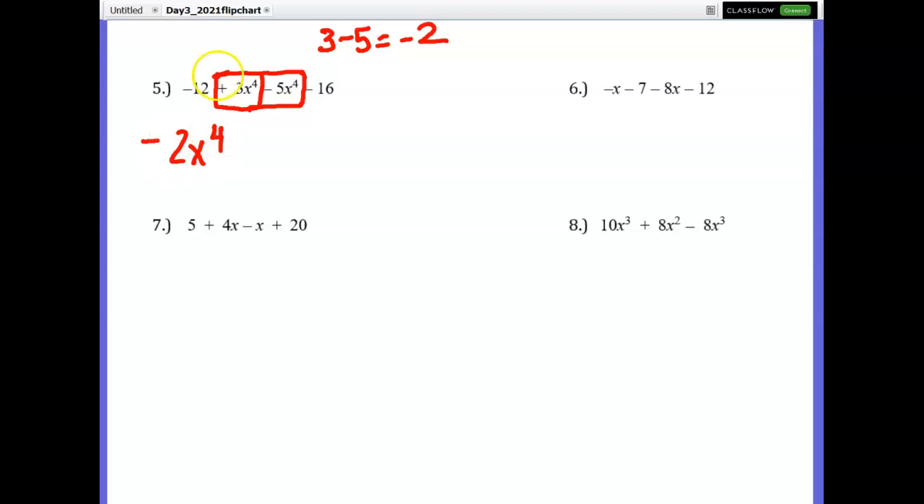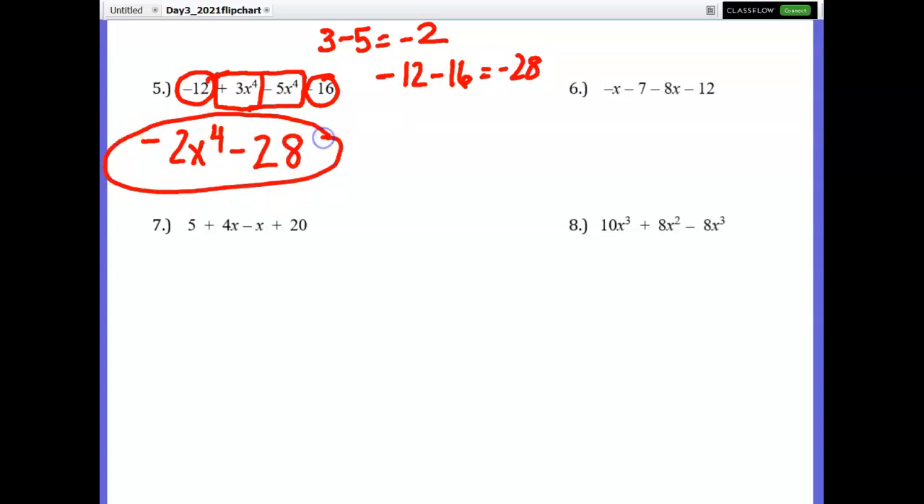All right, now I do have some constants that I can combine. A negative 12 minus 16. Negative 12 minus 16 gives me a negative 28. So this is going to be minus 28. And that would be my answer.